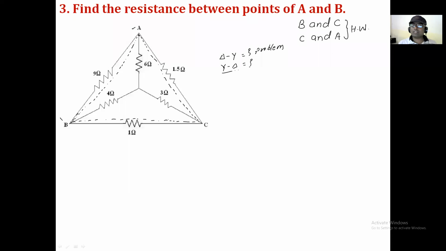This dotted line is nothing but what? So these three sides of the star will be removed, and these three new sides of the delta come into the picture in the main circuit diagram. Then what would you say about these two branches? How are they connected? Parallel. Absolutely correct. What about these two branches? Parallel. And again, you can say the same thing about these two branches.